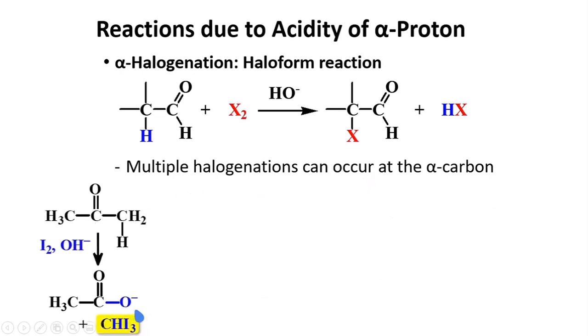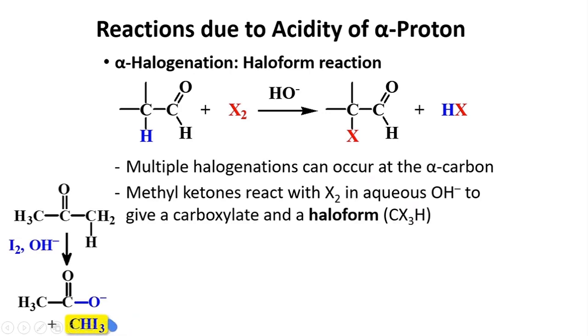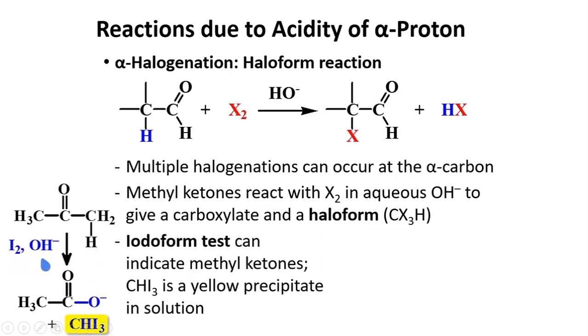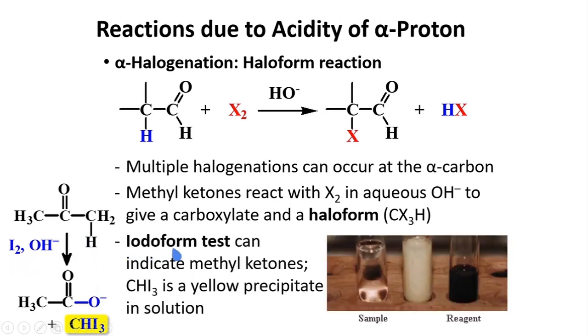One useful property is that this iodoform has a yellow color and can be used to test methyl ketones. In acetone, you have a methyl group attached to the carbonyl. And if you have a methyl group, you will get a yellow color upon reaction with iodine and hydroxide. This can be used in an iodoform test. This can indicate the presence of methyl ketones because iodoform forms a yellow precipitate in solution. That is, if you have a sample of your methyl ketone and you mix with your reagent, iodine, you will get a yellow precipitate, indicating the presence of methyl ketones.